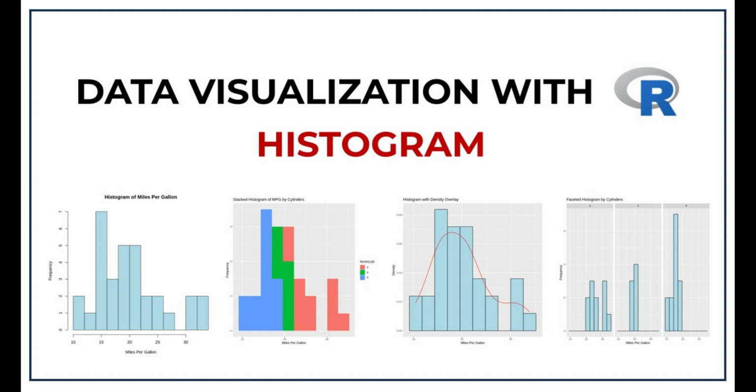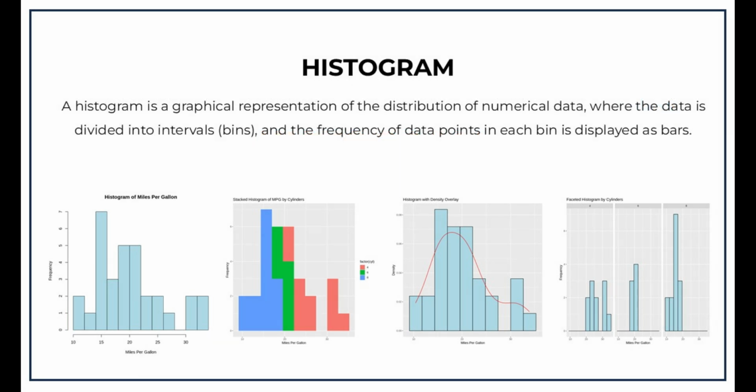Now let's move on to a widely used visualization technique, the histogram. A histogram helps us understand the distribution of continuous data by splitting it into intervals and then displaying the frequency of data points in each interval. Whether you are analyzing the patterns in data or identifying outliers, histograms provide a clear picture.